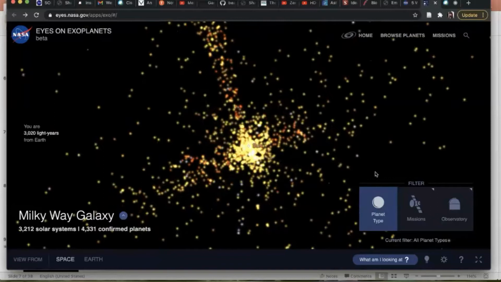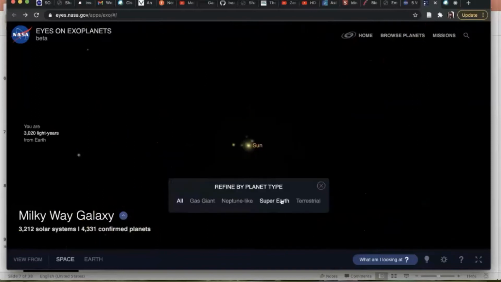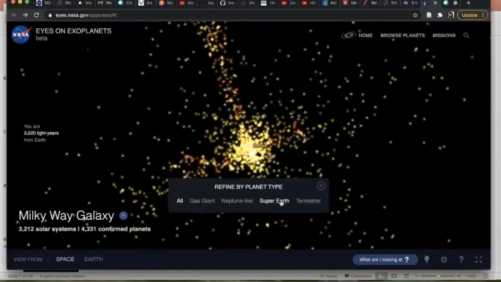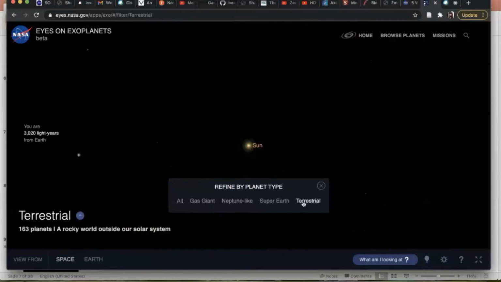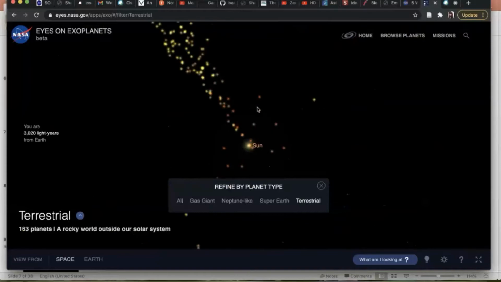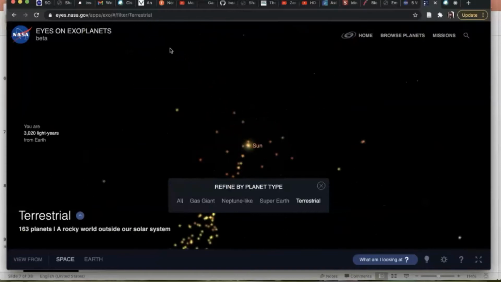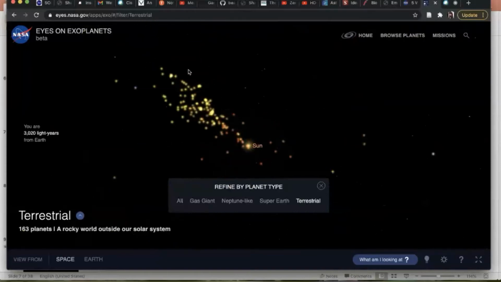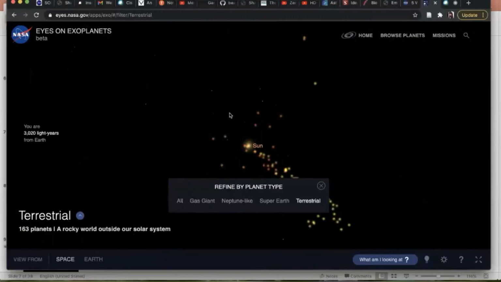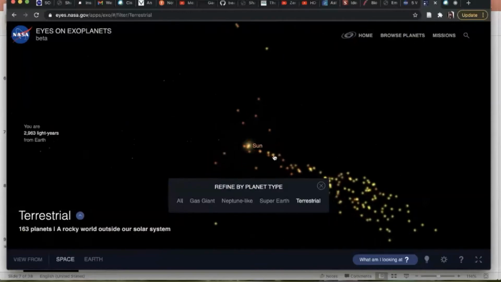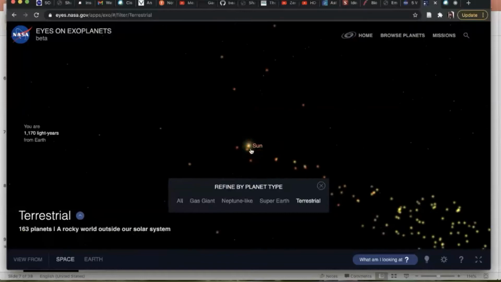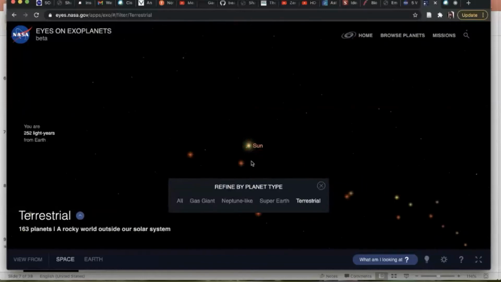They upgraded this app. You can go to a planet type and choose, let's say, terrestrial exoplanets. It kind of shows you how many planets around the star can hold signs of life. Actually, I'm very careful about that. So let's maybe click on the nearest one. Well, we don't know which one is the nearest one. Let's just click on this star.